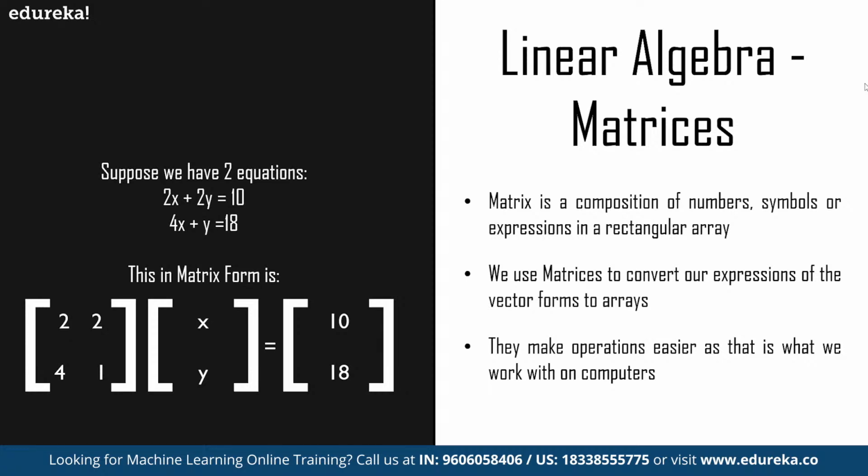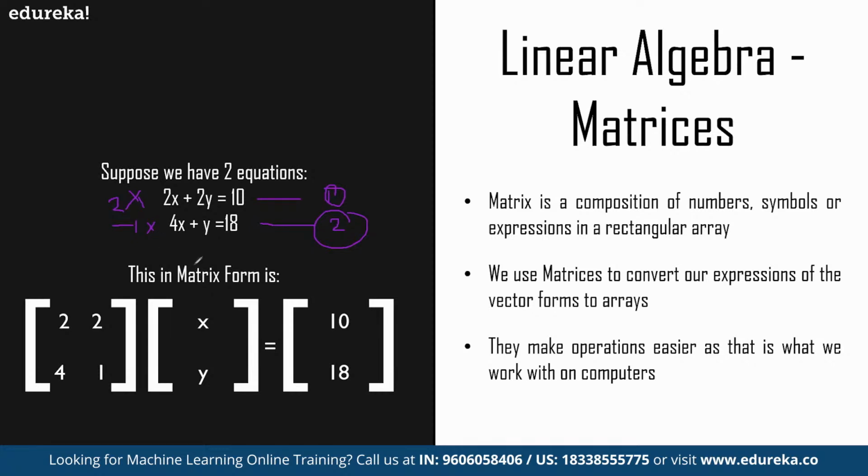Suppose we have two equations. We have 2x plus 2y is equal to 10, and then we have the second equation as 4x plus y is equal to 18. This is our first equation, and this is our second equation. Now how exactly are we plotting this here? If we multiply the above equation with 2, and we multiply the below one with minus 1.